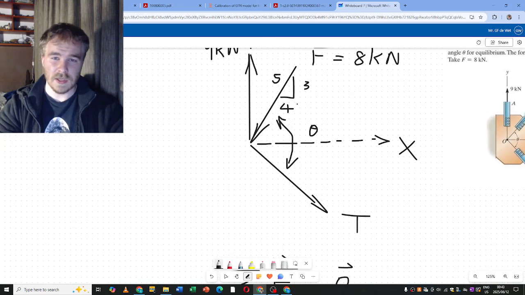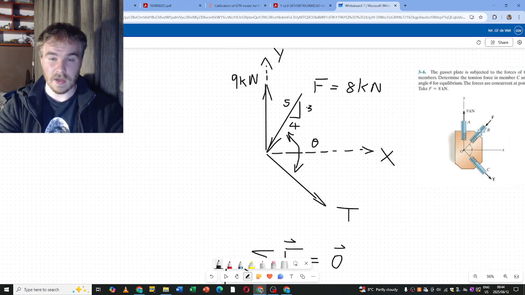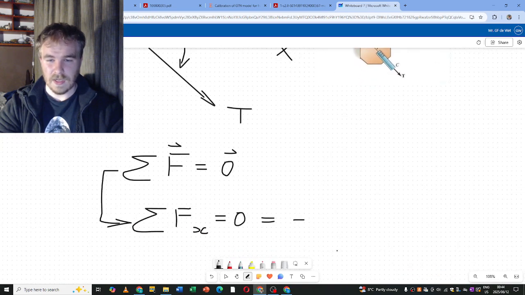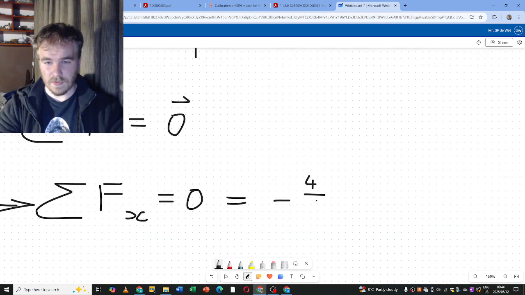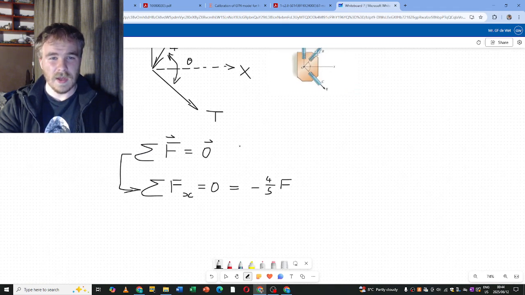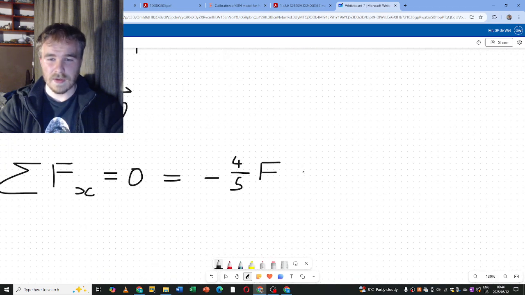So we can see this nice little triangle. It makes our lives very easy, because the 5 is in line with the magnitude, the 4 is in line with the x direction, and the 3 is in line with the y direction, or parallel. So we can basically say that the amount of force in the x direction is negative 4 over 5 times F. And then we also have T, but it's not T entirely, it's the x component of T. Great.